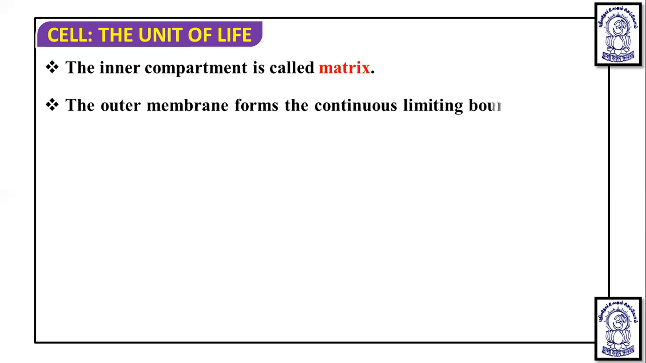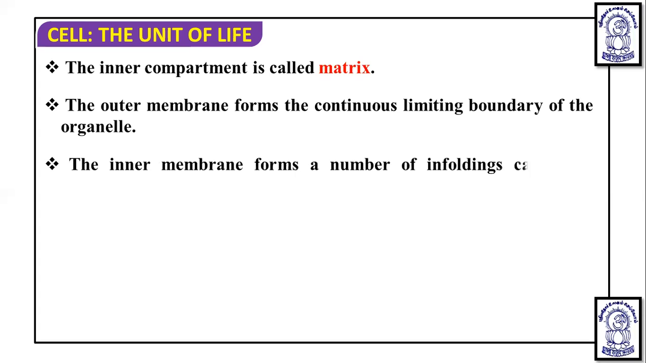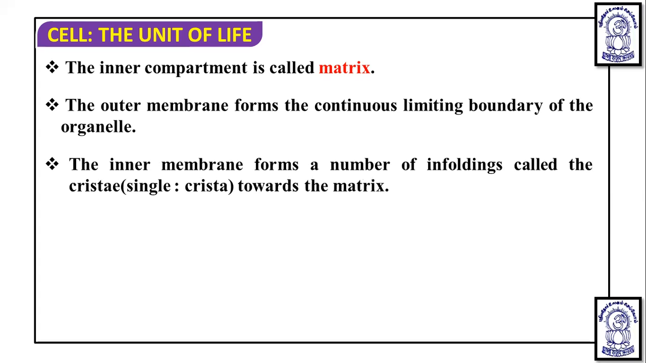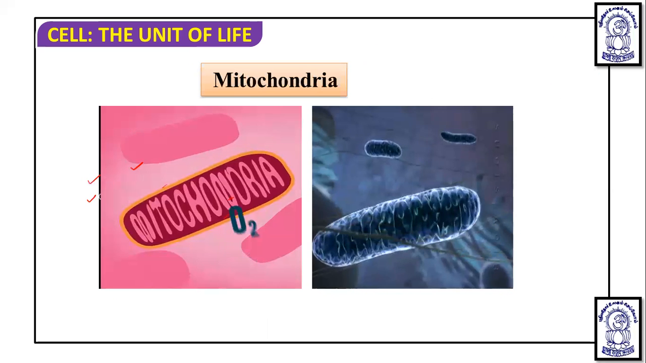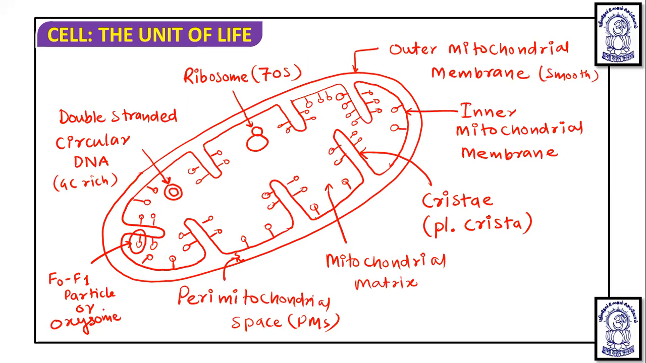The outer membrane forms the continuous limiting boundary of the organelle, whereas the inner membrane shows infoldings, which are known as cristae, and the singular is crista. Actually, I have written the plural cristae by mistake. We remember that cristae is the plural.